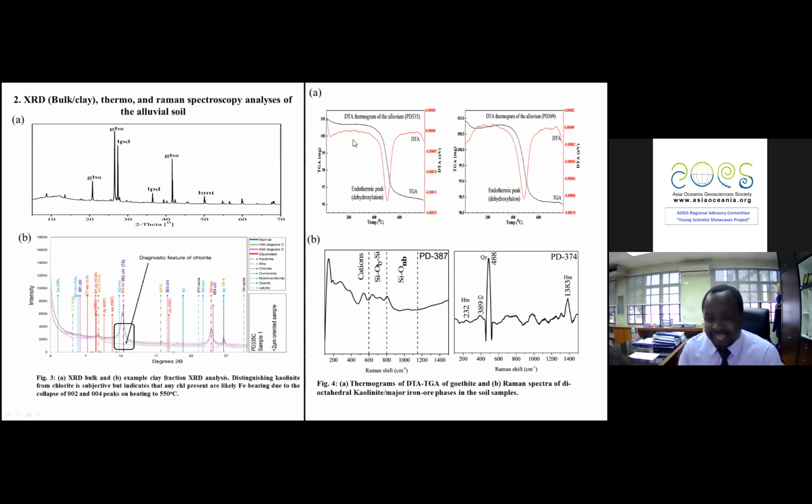Figure 4a is a thermal analysis for the alluvial soil sample, showing specific endothermic goethite peaks within the temperature range 400 to 500 degrees Celsius. The reaction that took place within this temperature range is as a result of the decomposition of the goethite matrix. Figure 4b shows the Raman spectra of the octahedral kaolinite and the characteristics of hematite coating quartz.